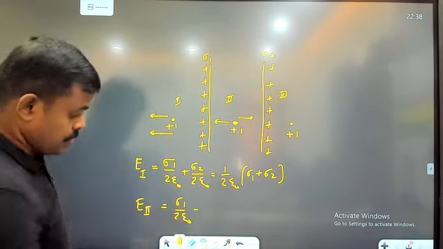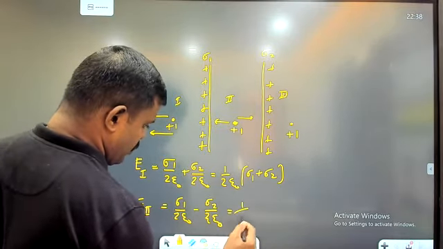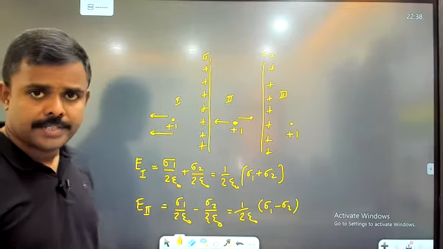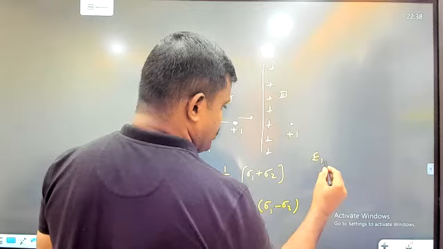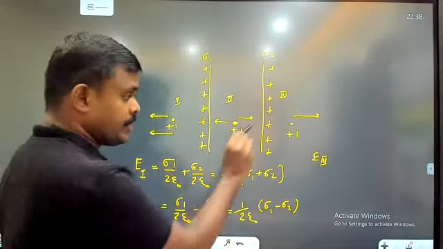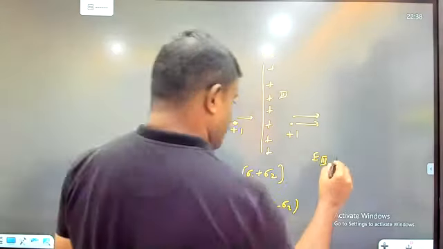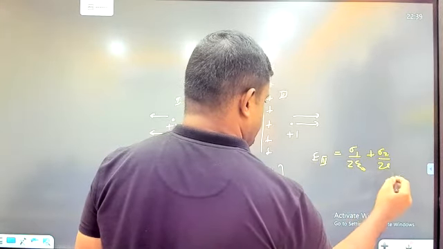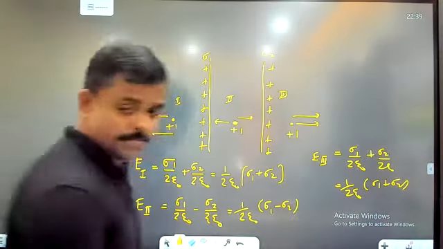All right. So E2 is 1 by 2 epsilon 0 into sigma 1 minus sigma 2. And what about the third one? E in region number 3. There, as you can see, this sheet is repelling it to the right, and this sheet is also repelling it to the right. Both are to the right. So there you can add them up. Sigma 1 by 2 epsilon 0 plus sigma 2 by 2 epsilon 0. 1 by 2 epsilon 0 taken common, sigma 1 plus sigma 2.